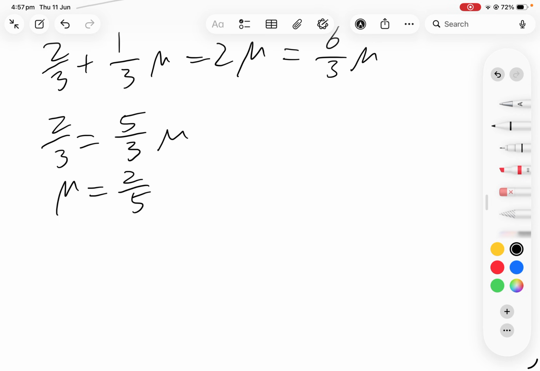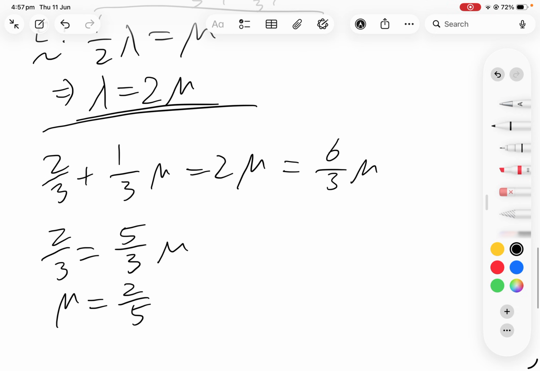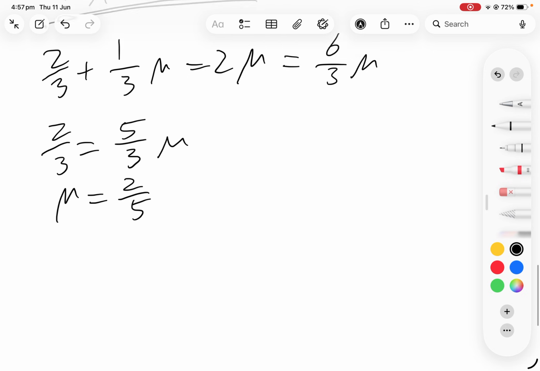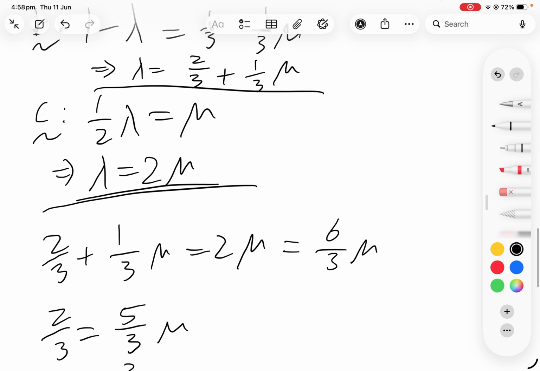And we do need to find the other one. This equation is really easy, so we're just going to do it. Lambda is just 2 times mu. So 2 times 2 is 4, so lambda must equal 4 over 5. And that's part of the question.